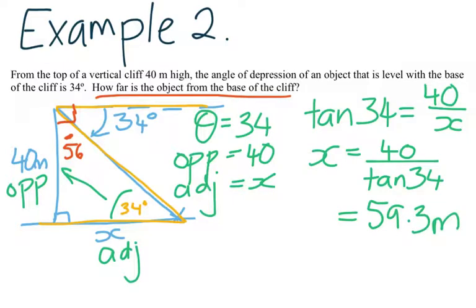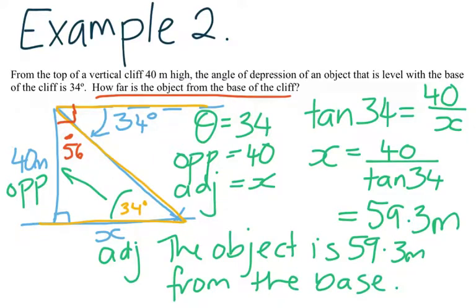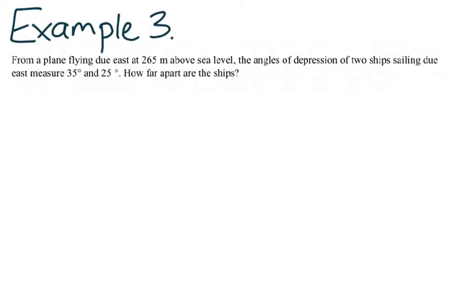And again, you would just have to answer the object is 59.3 meters from the base. And that's the angle of depression example done.